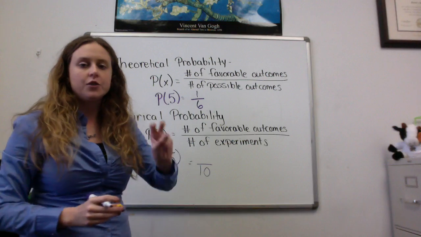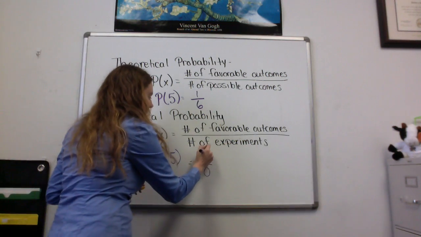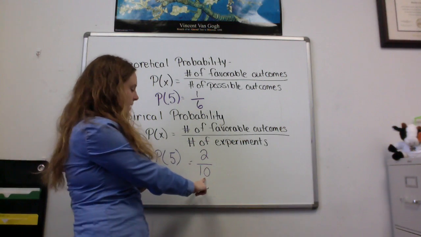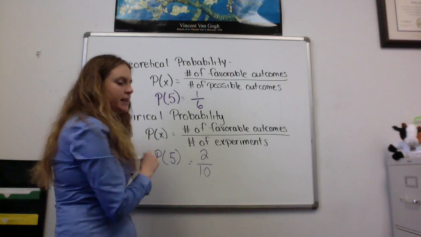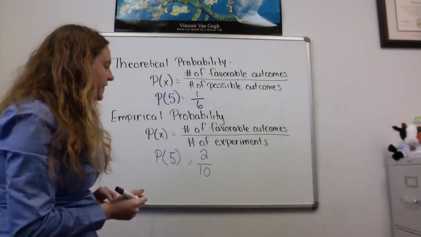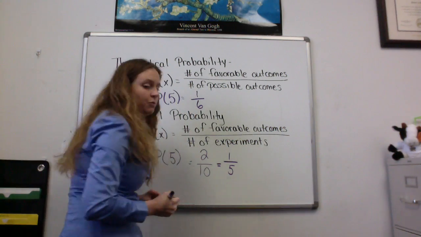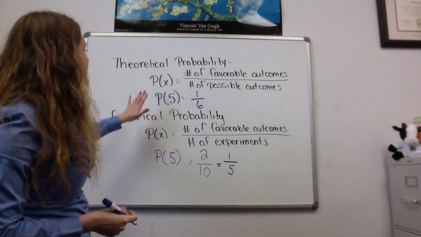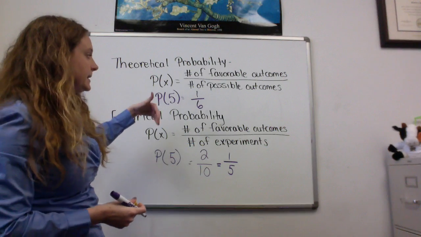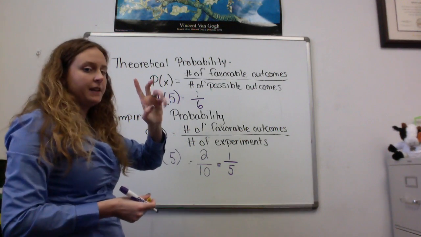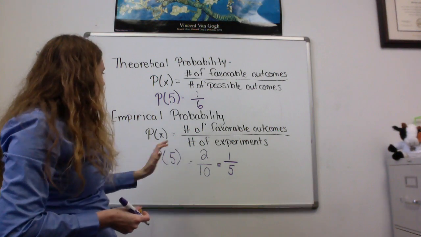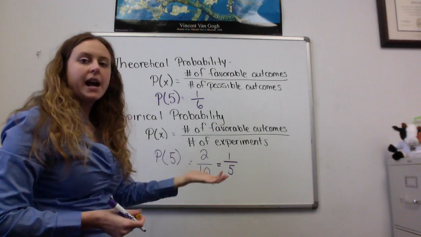I got a 5 2 of those times. I rolled my dice a total of 10 times, and twice the number 5 showed up. And then I would want to reduce this down to 1/5. In theory, every 6 times that I roll the dice, I should see 5 come up 1 time. And this is empirical probability, actually what happened.